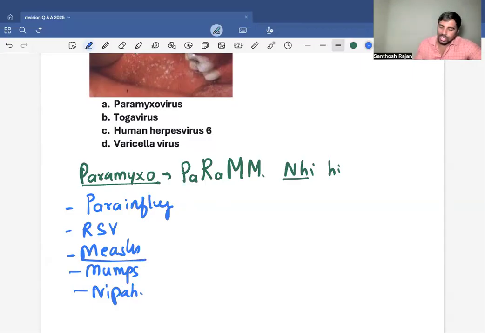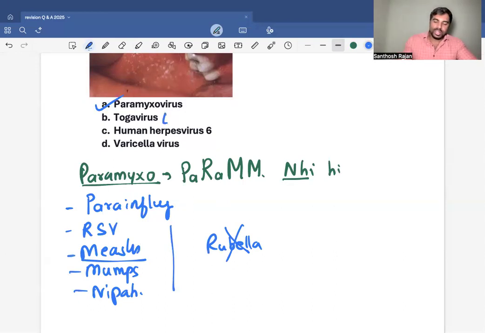So measles comes here, but rubella is not here. Remember, rubella doesn't come under this one. It's a Togaviridae. Rubella doesn't come under paramyxovirus. That's another important point; you shouldn't make a mistake there. Right now, let's go. So your answer is paramyxovirus. Toga is basically rubella, so it doesn't have any link here.